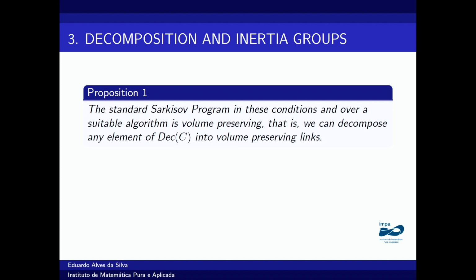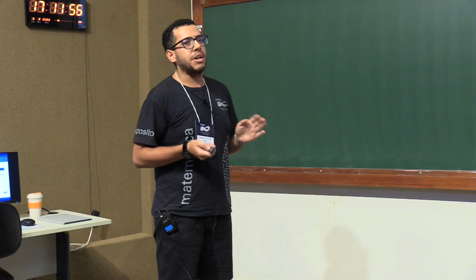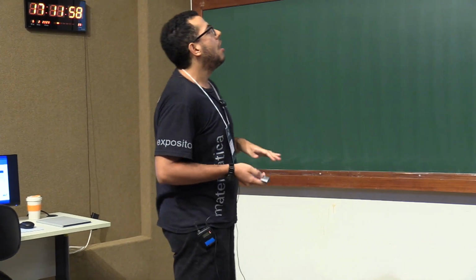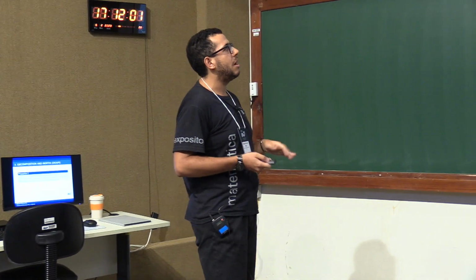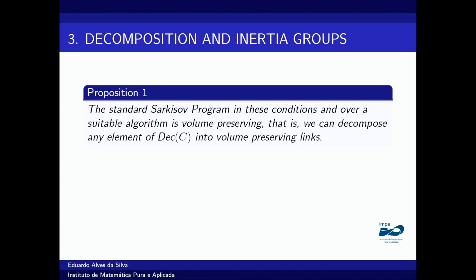And our first proposition is, for an element of the decomposition group, we have that an element of this group is a birational self-map of P2, and is also a volume-preserving map of P2 with this non-singular cubic. And what we were able to show is that when we apply the standard Sarkisov program in these conditions and over a suitable algorithm in order to have termination, we have that the Sarkisov decomposition is automatically volume preserving. So at first, we don't need to have this kind of feature.